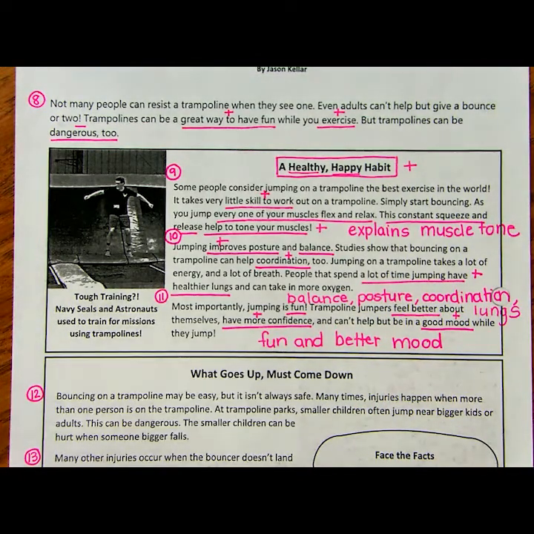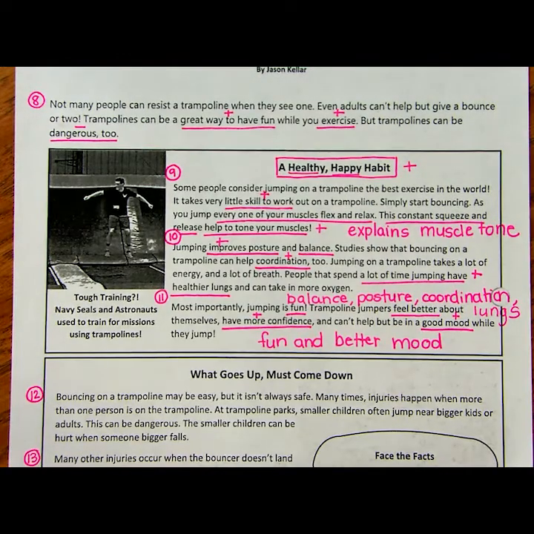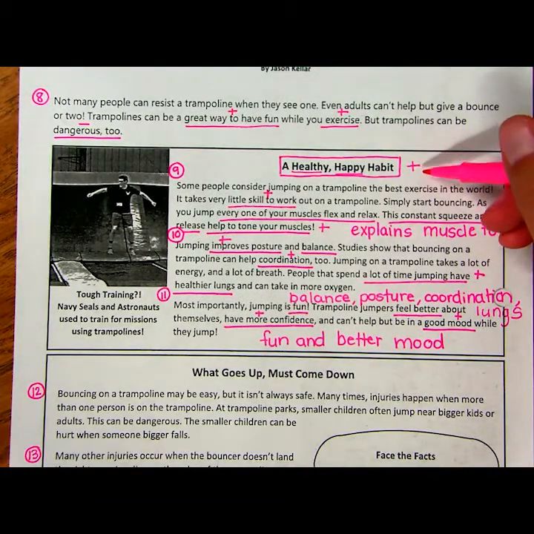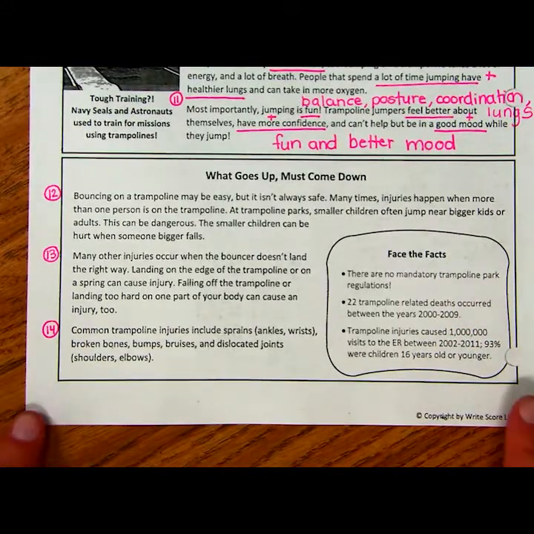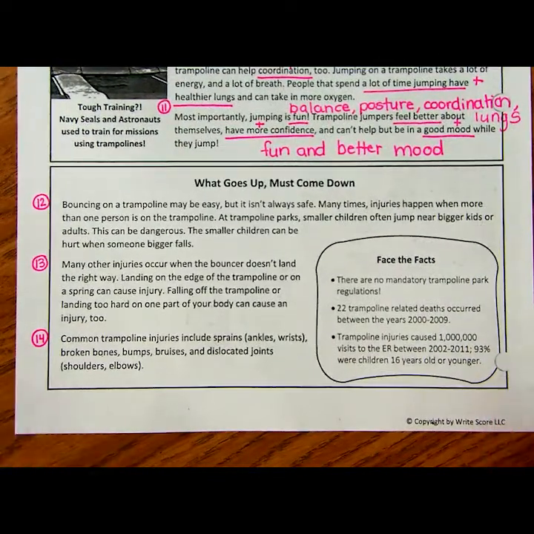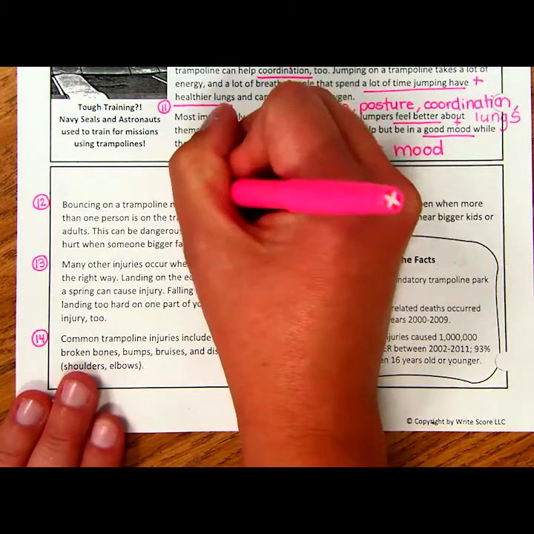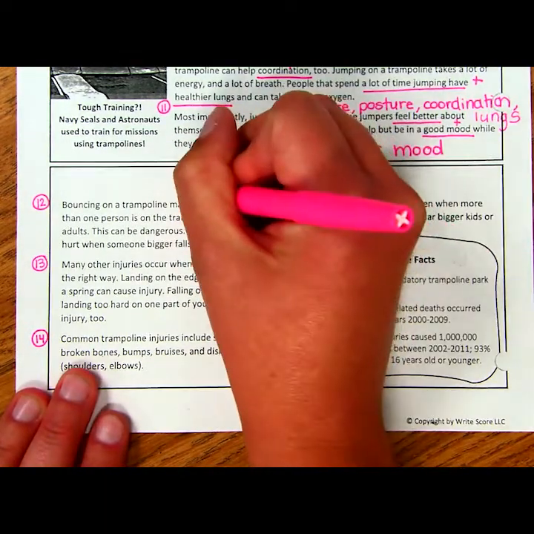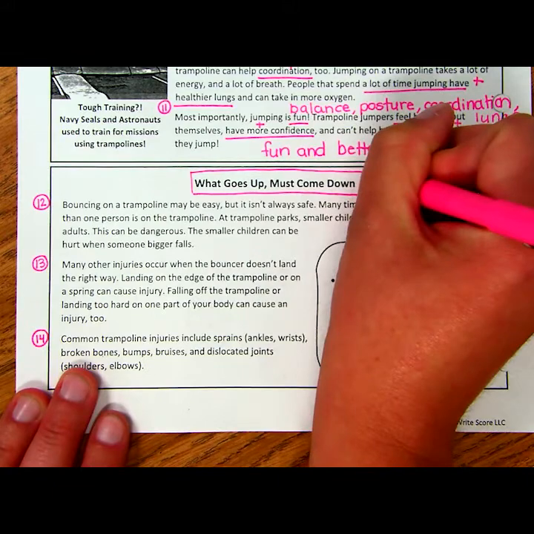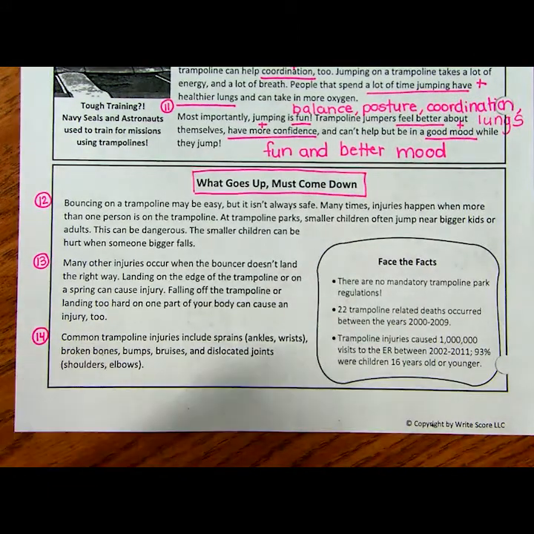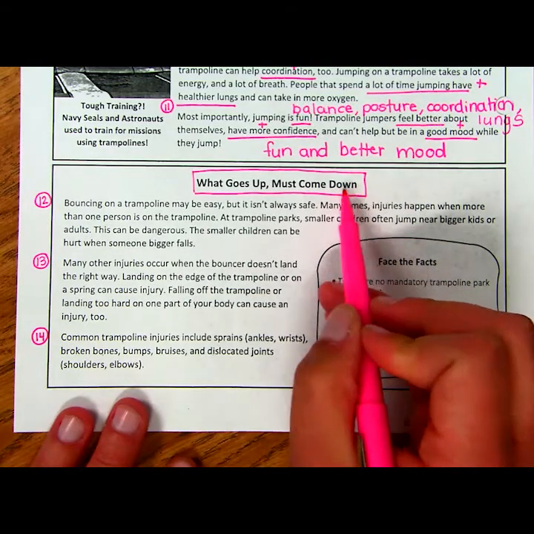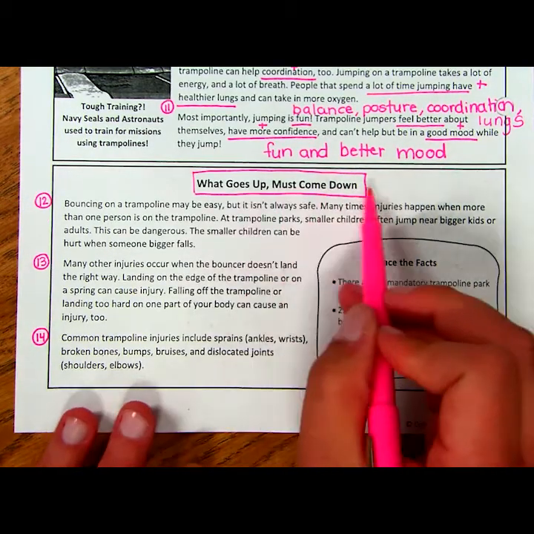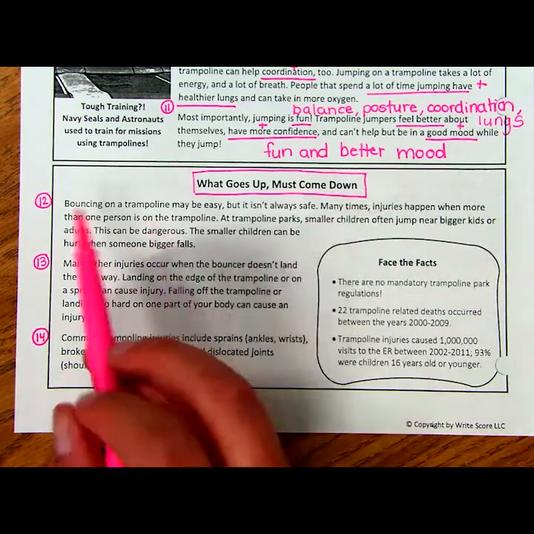Now let's continue. You're probably already thinking ahead of me. If this section was all about the positives, I wonder what this section will be. Almost looks like a compare and contrast. What goes up must come down. Well, I don't know about you, I have experienced trampolines, and I think that sometimes when you come down, maybe that causes an injury. I'm not sure yet, so I'm not going to write anything, but I'm going to go right over here to paragraph 12 and start reading.